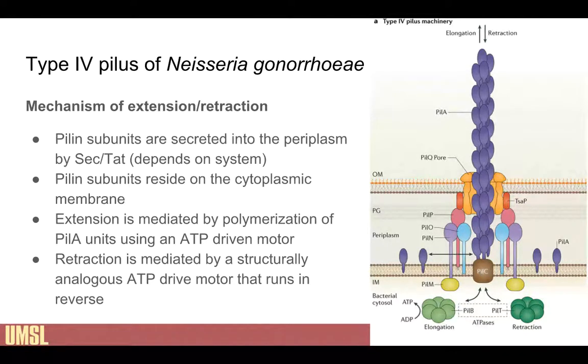There are two separate rotary motors that connect to this apparatus, and the switching between these motors is thought to have to do with the mechanical forces as the pilus is built and elongated and eventually sticks to a surface. That sticking to a surface causes mechanical strain on this structure, and that mechanical strain is thought to change the structure of the PilC and PilM subunits, favoring docking of one ATP motor versus the other. So there's a lot of cool physics involved in this particular system, beyond the scope of this course.